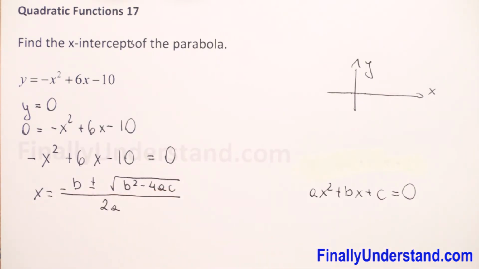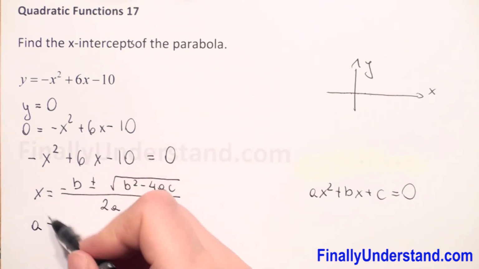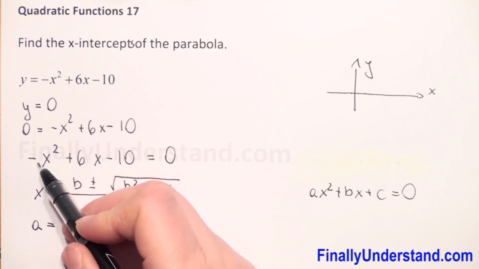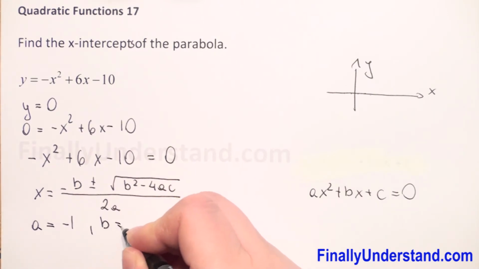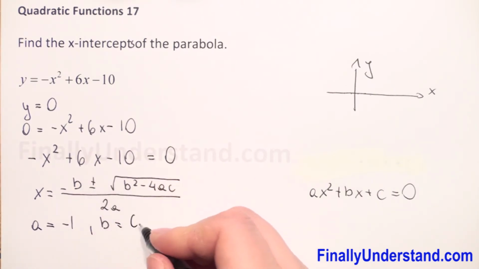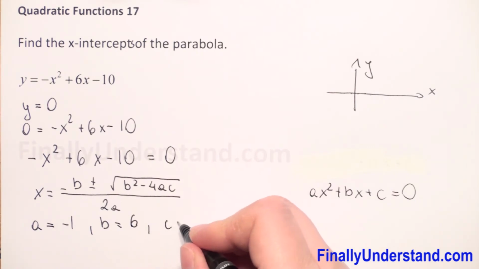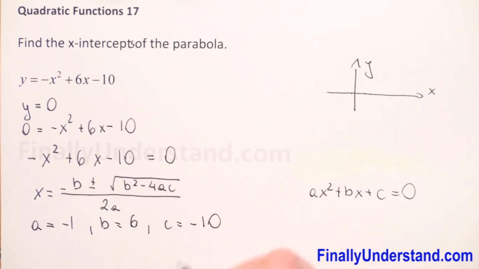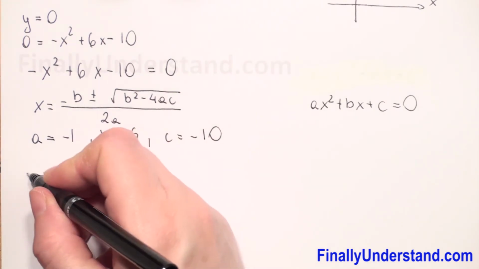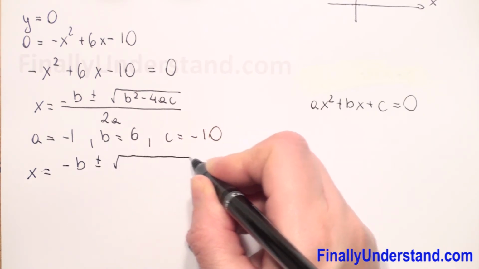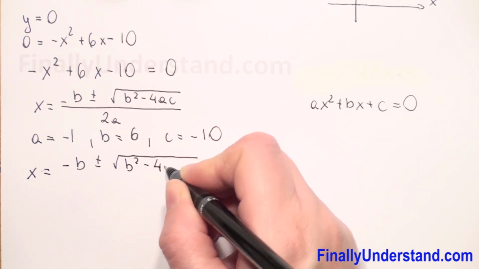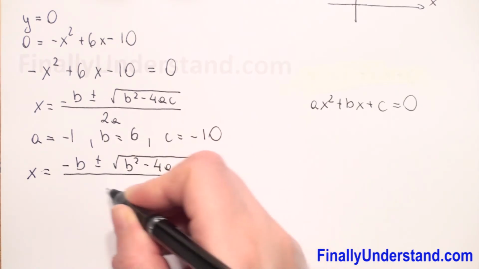So in our example, we see that a is the coefficient before x squared, we have negative 1. The 1 is invisible. And b, the coefficient before x, is 6, and c is equal to negative 10. So now when we have a, b, c, we can substitute into our formula. Let me rewrite this one more time. x is equal to negative b plus or minus the square root of b squared minus 4ac over 2a.